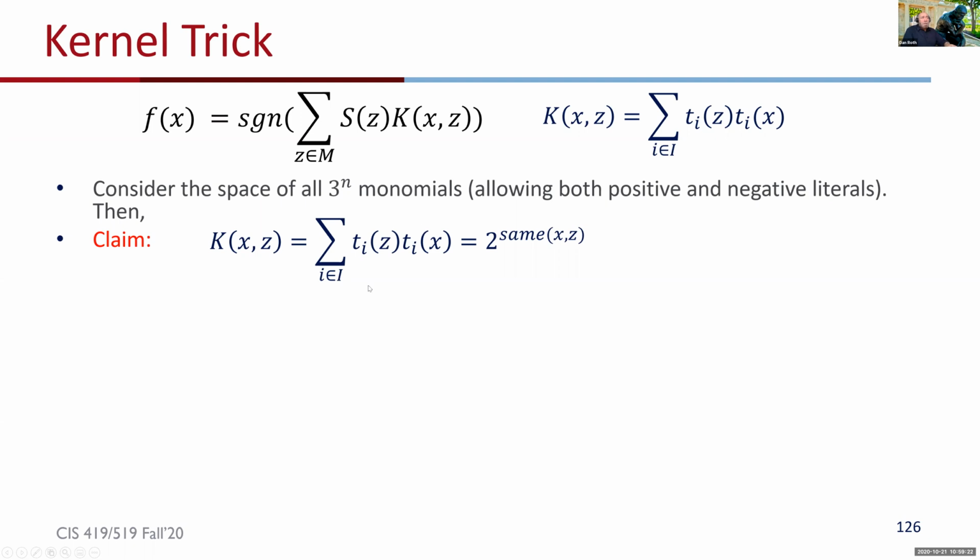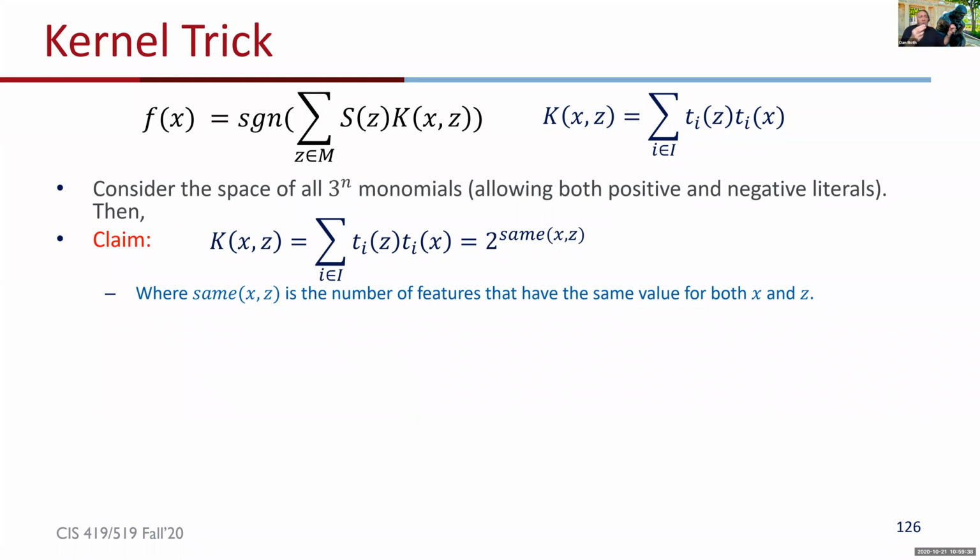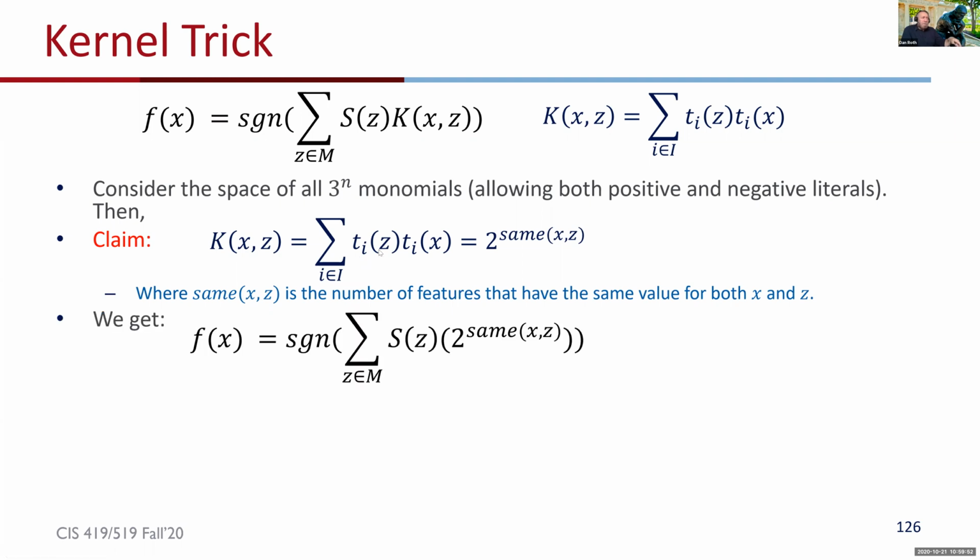This dot product is actually 2 to the power of same(x,z), where same(x,z) is the number of features that have the same value for x and z. So just by looking at x and z in the original n-dimensional space, I can determine what this huge dot product is. And let's convince ourselves that that's the case. This is just a rewriting of this, showing you that instead of computing a big dot product, I can compute it in the original space.